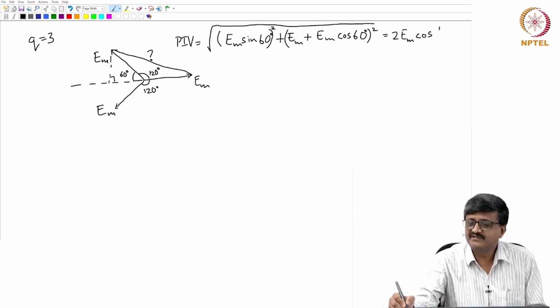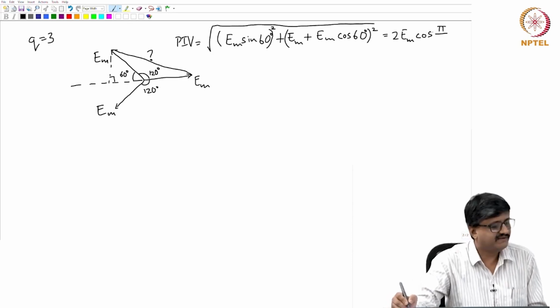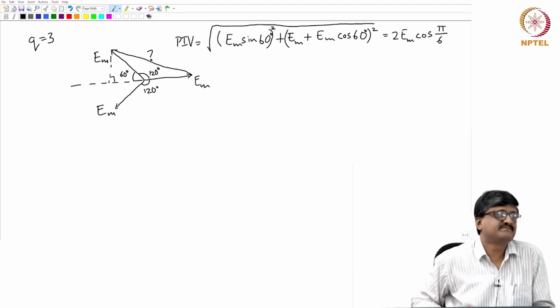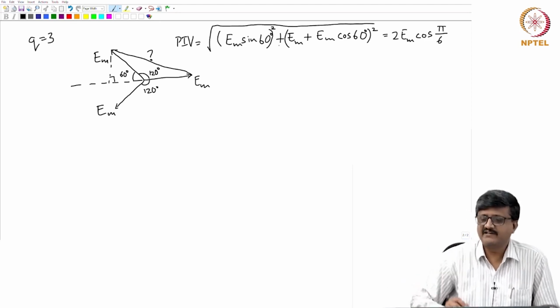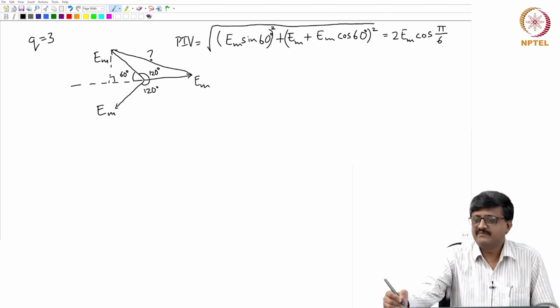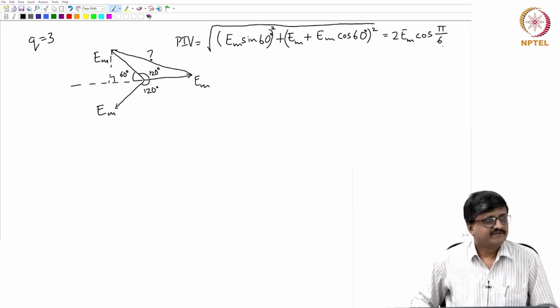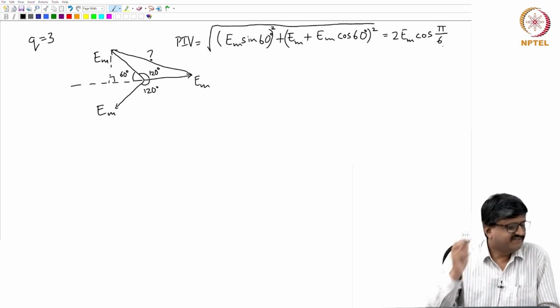So, this is pi by 6. This can be easily verified. Though I have written initially the angle in terms of degree, pi by 6 is in radians. So, this can be easily verified.